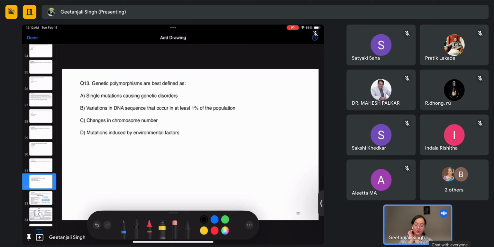Let's move on to the next question. Genetic polymorphisms are best defined as: A. Single mutation causing genetic disorders. B. Variation in DNA sequence that occur in at least 1% of the population. C. Changes in chromosome number. D. Mutation induced by environmental factors.